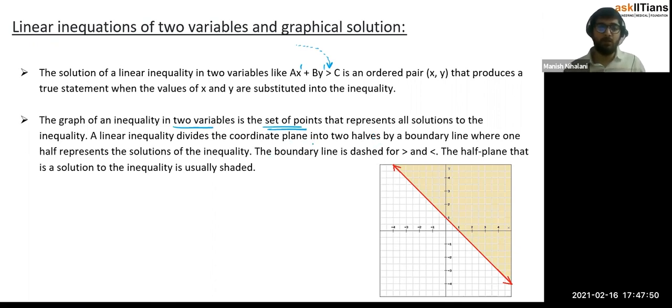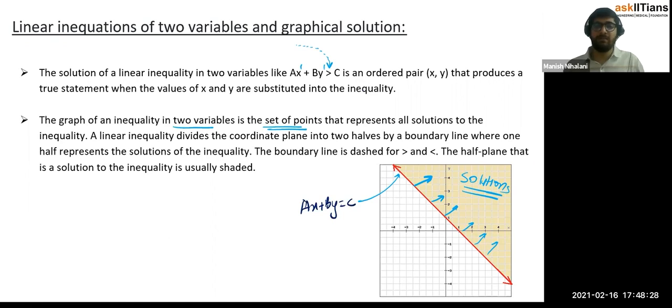A linear inequality divides the coordinate plane into two halves by a boundary line. One half represents the solution, so the one which represents the solution is usually shaded. You can see that the shaded region to the right of the red line represents your solution set. These are all your solutions, and this red line exactly represents your ax plus by equal to c line.